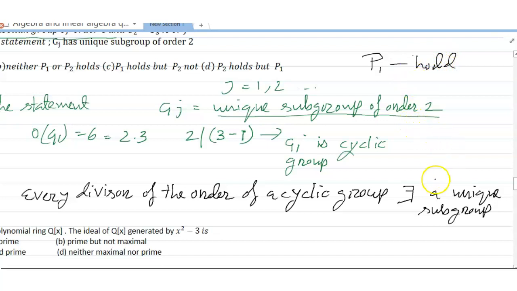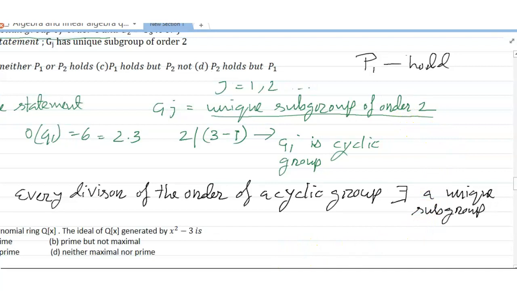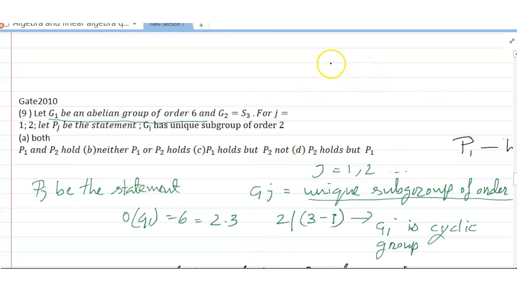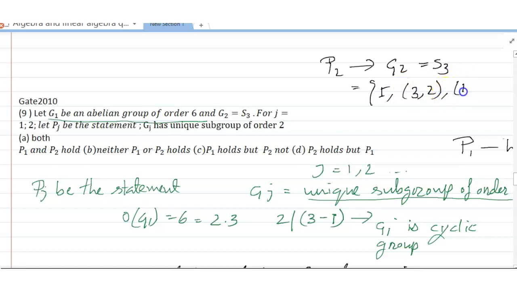Now in case of P2, G2 is equal to S3. S3 is a very well known group.